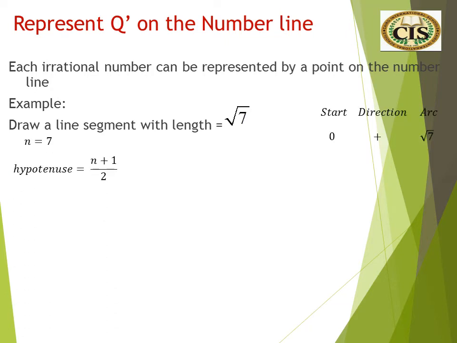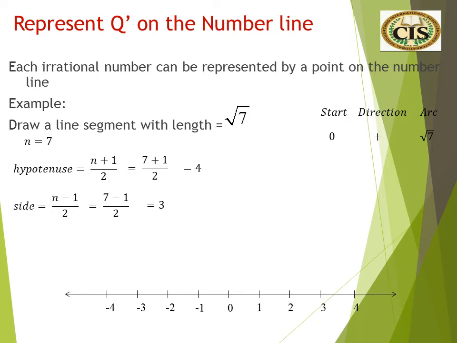So if n equals 7, (n plus 1) over 2, meaning (7 plus 1) over 2, equals 4, and the other side (n minus 1) over 2, (7 minus 1) over 2, equals 3. And we draw the number line. From 0, we draw a perpendicular line whose length equals 3 centimeters.